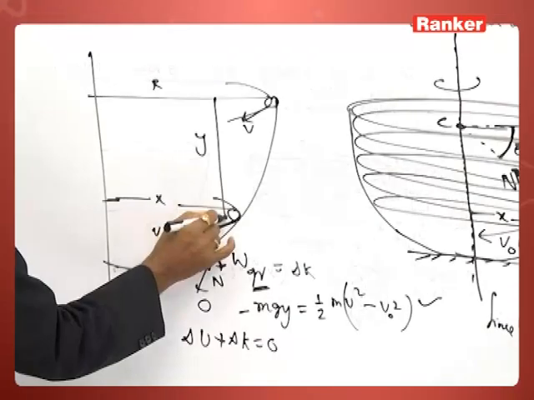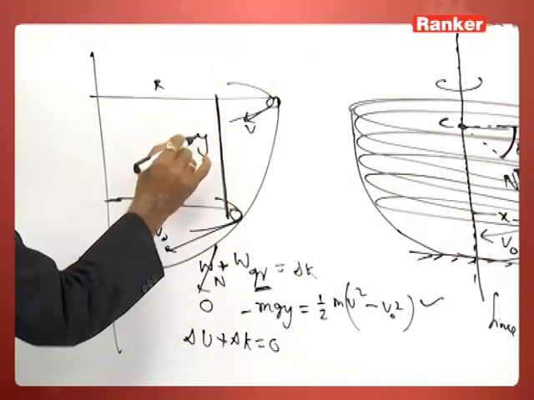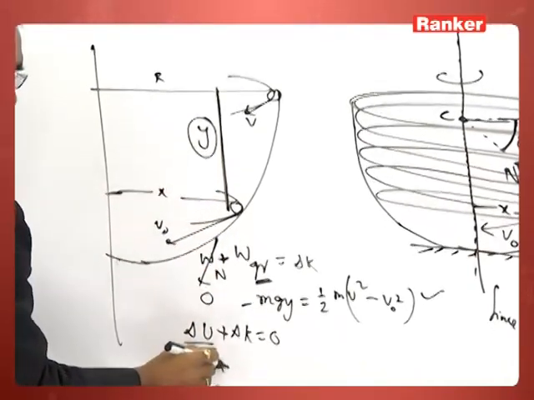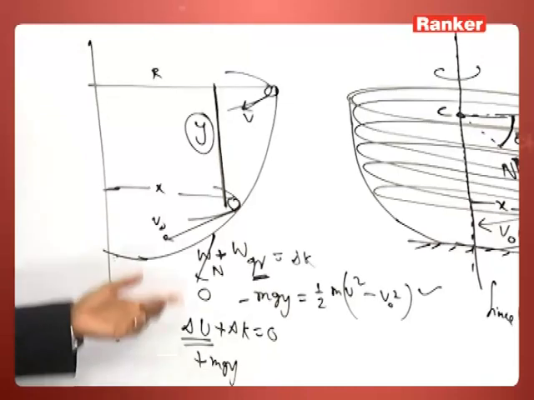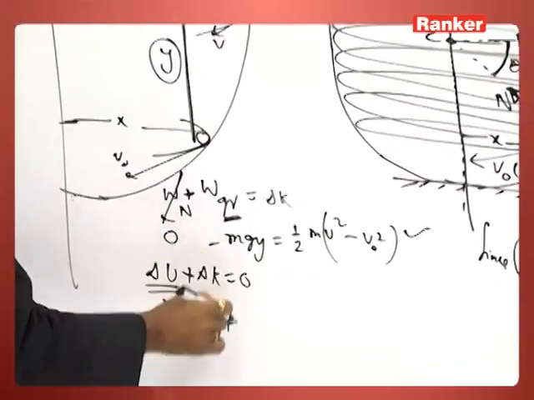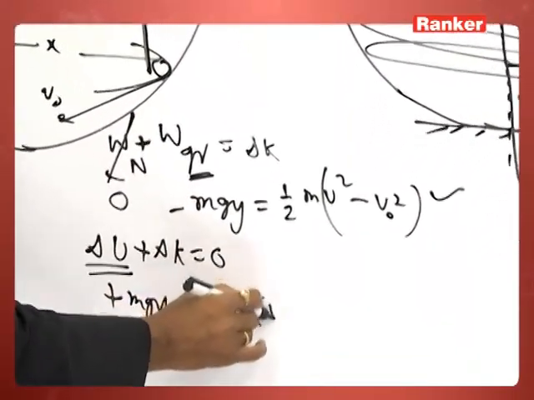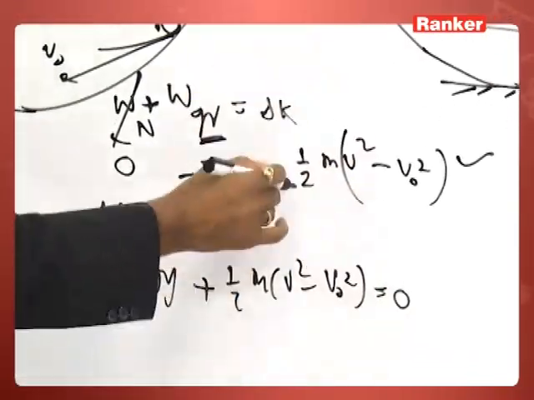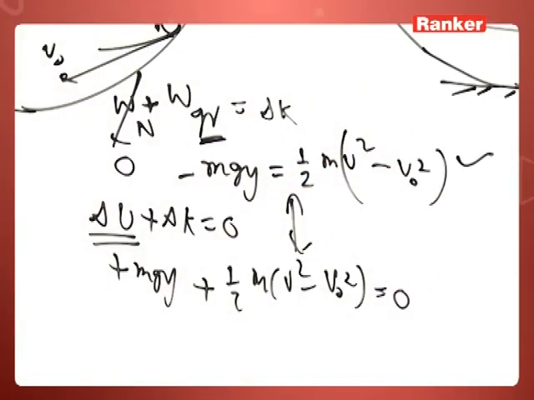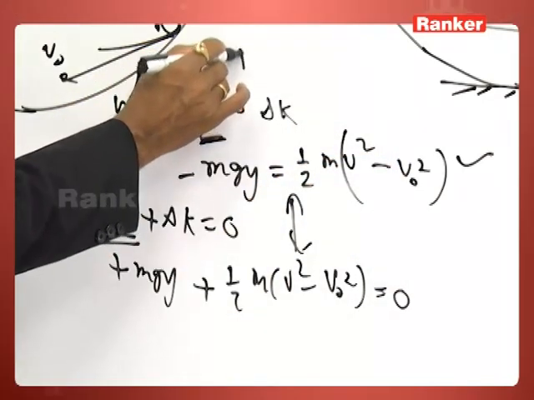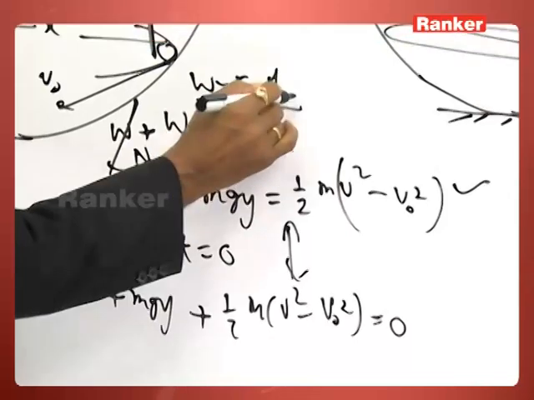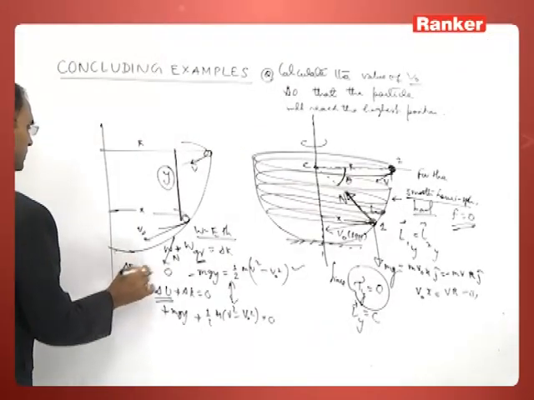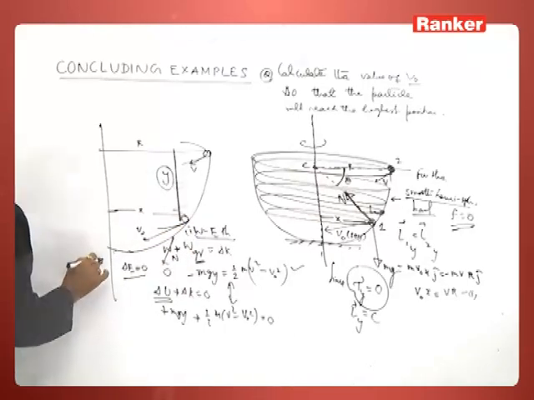When it is moving from this position to this position through a height y, the change in gravitational potential energy will be equal to plus mgy. Change is always final minus initial, plus change in kinetic energy, half m times final velocity square minus initial velocity square, will be equal to 0. Both the equations are the same thing. Either you can apply the work energy theorem or you can apply conservation of mechanical energy. Any one principle you can apply.